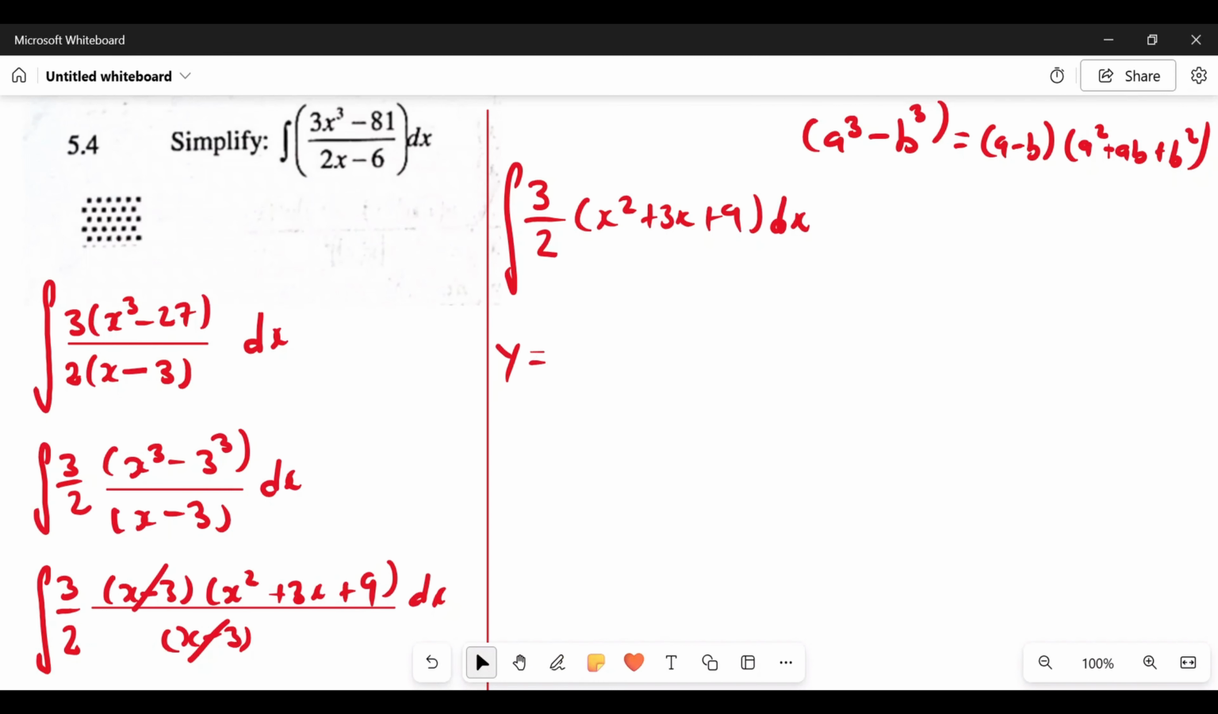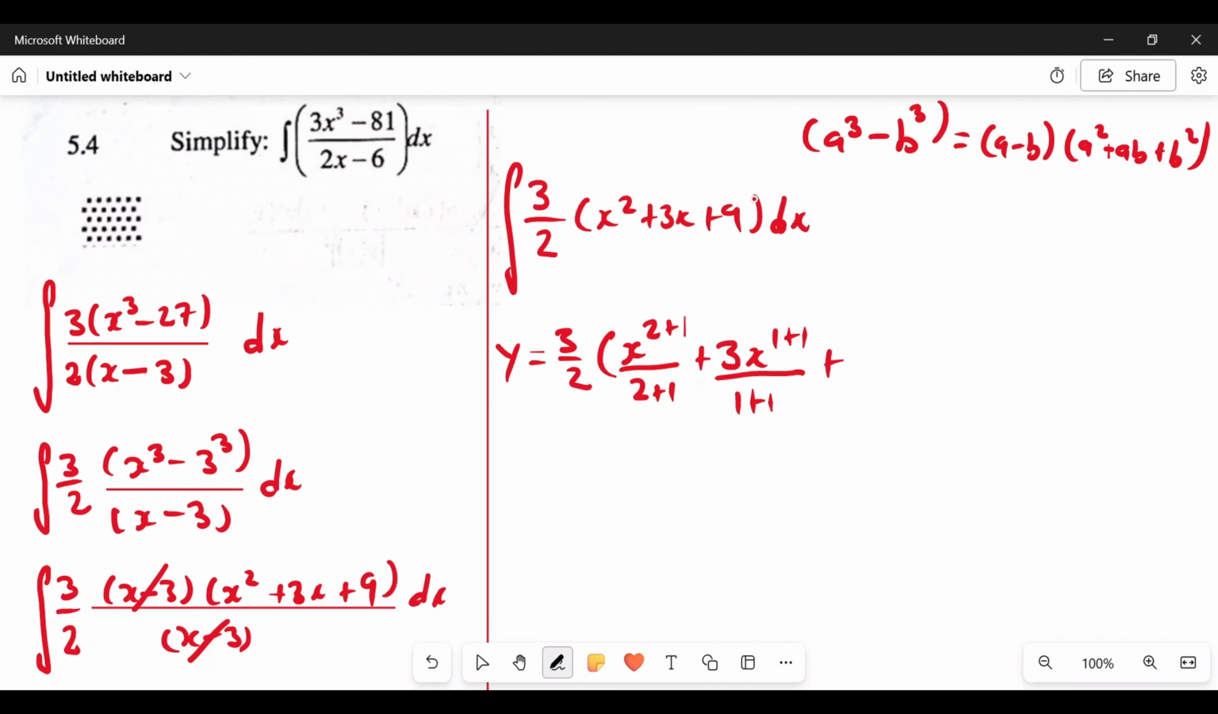Y is equal to, we have to take out the common factor, which is 3 over 2, and then let's integrate what is inside there. It's going to be x to the power of 2 plus 1 divided by 2 plus 1. This is a standard integration. Plus, let's look at the second term here. It's going to be 3 x to the power of 1 plus 1 divided by 1 plus 1.